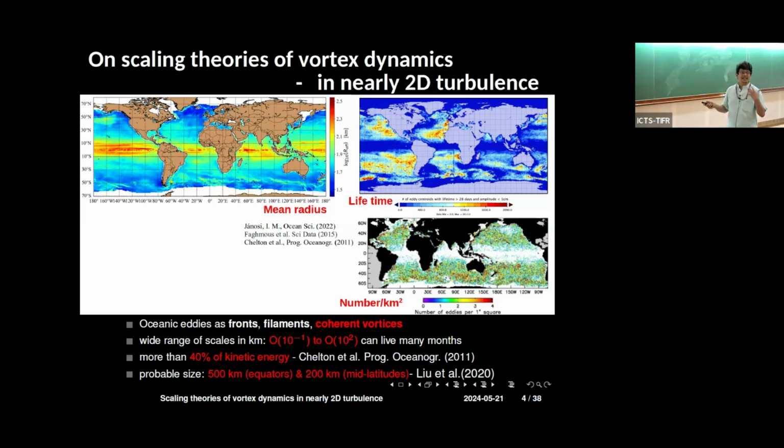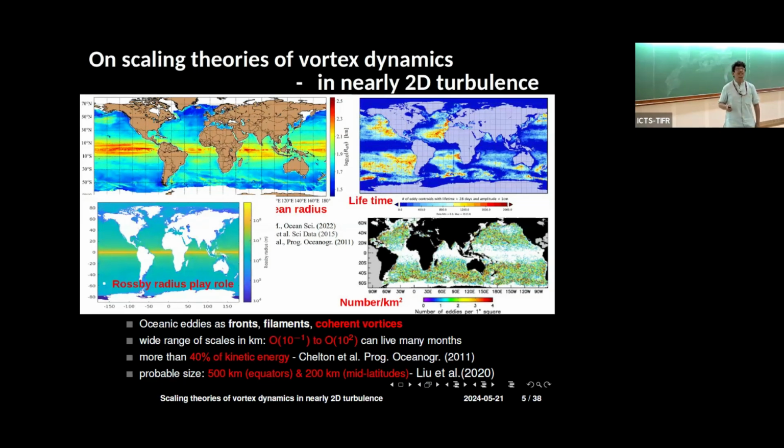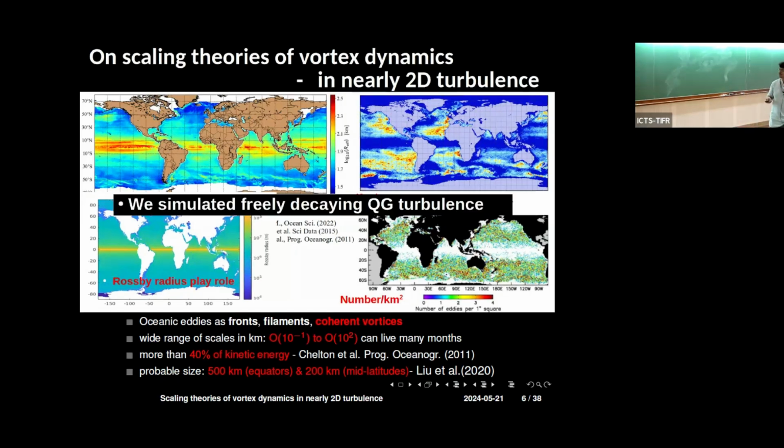Similarly, if we look at the number of vortices per square kilometer, each dot represents one square kilometer. Mostly we see a lot of vortices away from the mid-latitude. To understand this, one of the crucial parameters is the Rossby radius, which varies from the equator to the mid-latitudes.